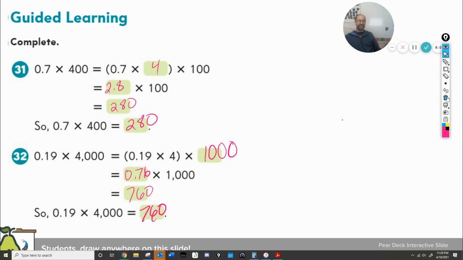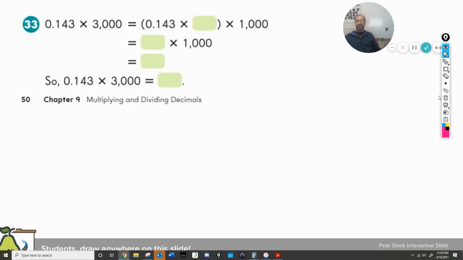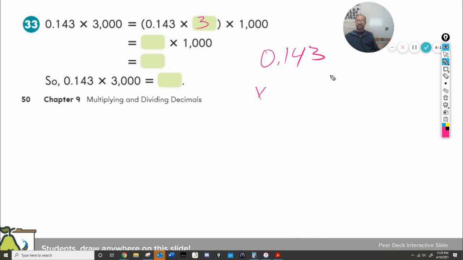Oh, come on. Oh, hey, here's one more. I'm just going to do this right now. 3 times 1,000. Okay, enough of this. So I've got 0 and 143 thousandths times 3. We're just going to pretend this decimal doesn't exist right now, okay? 3 times 3 is 9. 3 times 4 is 12. Carry the 1. 3 times 1 is 3 plus 1 is 4.